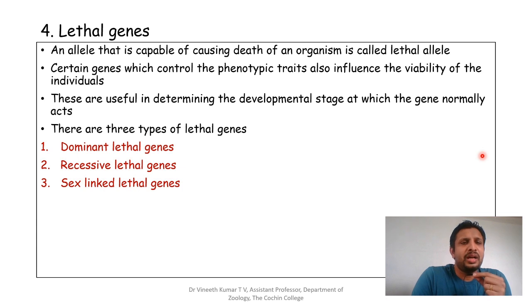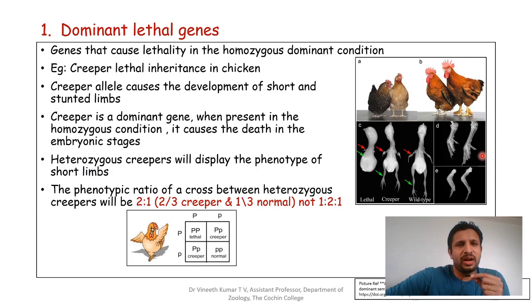And they are the dominant lethal genes, the recessive lethal genes, the sex linked lethal genes, and the fourth one, which is called the conditional lethal genes, that will also be discussed under this session. So we are now discussing the variations of dominance in allelic interaction. These are all allelic interactions, and we are at the last one, which is called the lethal gene. So we will move on to the first one, the dominant lethal genes.